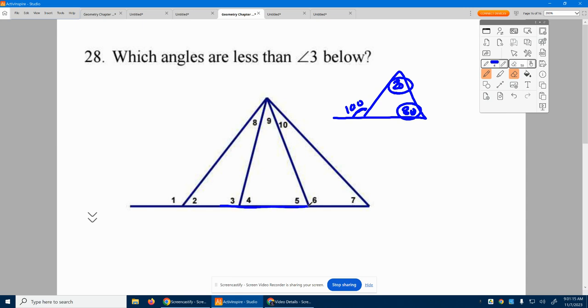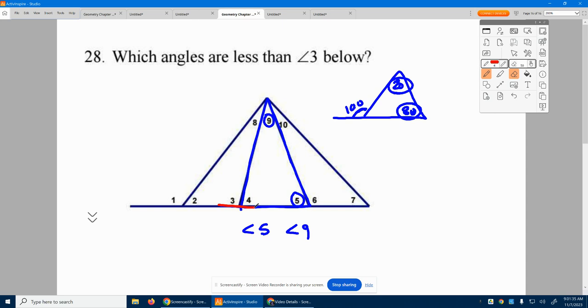Well, first, I see he's the exterior angle to this, meaning he's equal to 5 plus 9. Angle 5 plus angle 9 has to add up to angle 3, meaning angle 3 is bigger than angle 5 and it's bigger than angle 9. But that's not the only exterior angle that he is to.